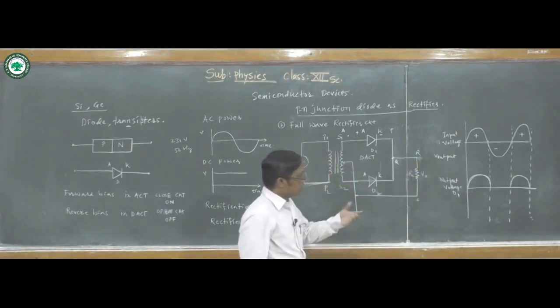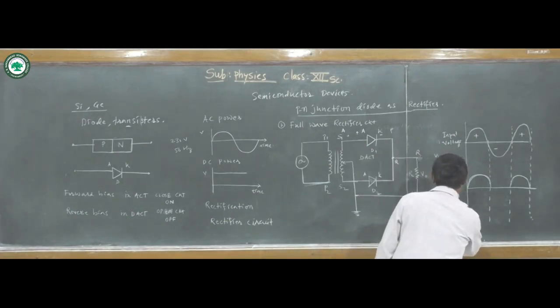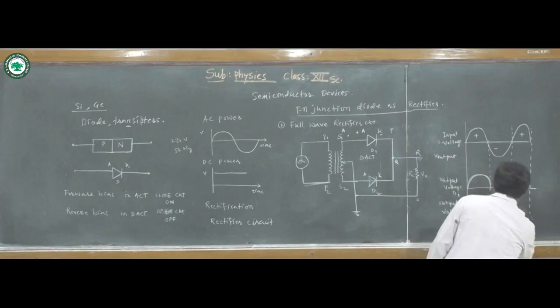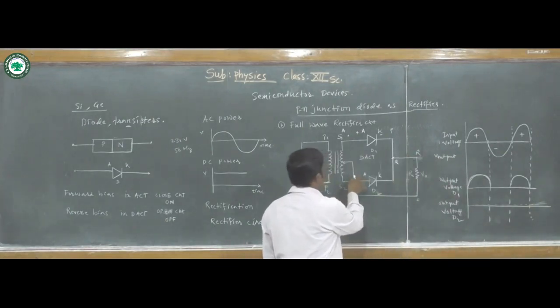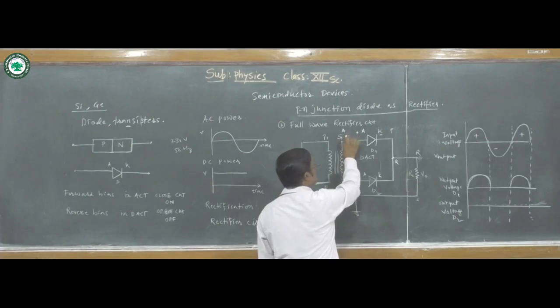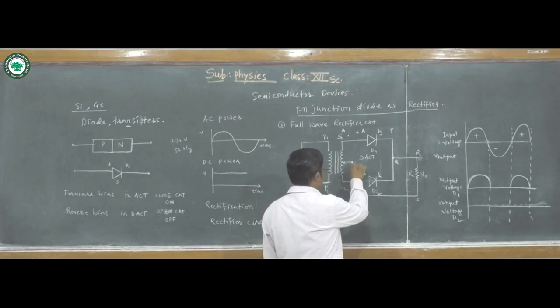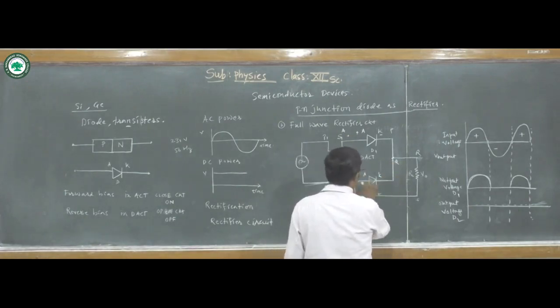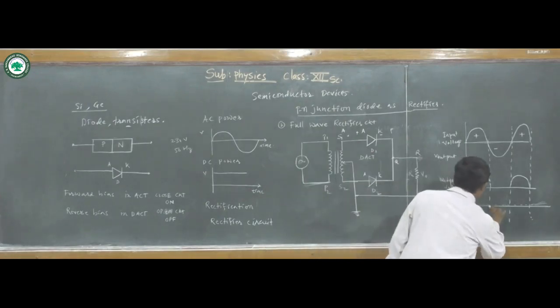In the next negative half cycle, the output voltage at D2 comes here, and D2 becomes active and current starts to flow in this way. D2 starts to conduct.